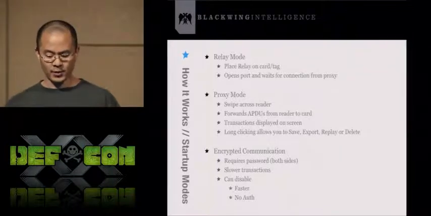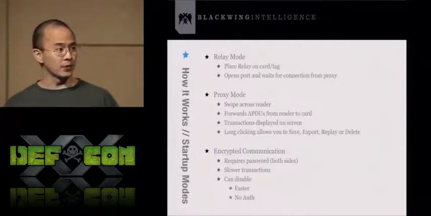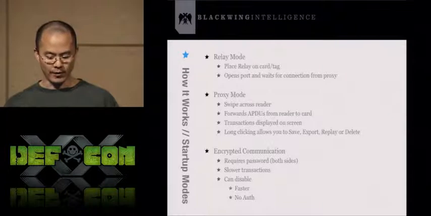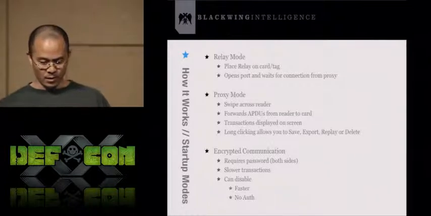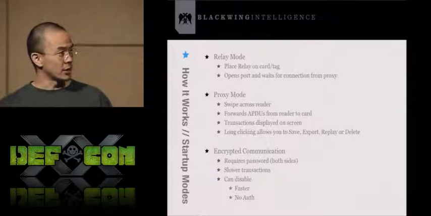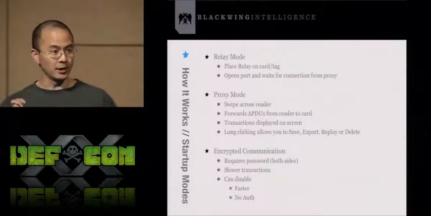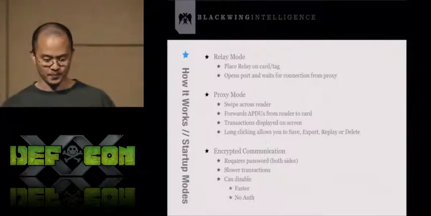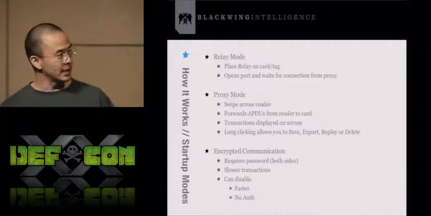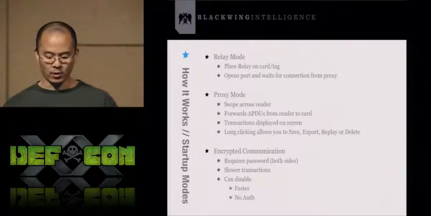So with the proxy phone, you take that and swipe it across a reader. And what that does is it forwards all the APDUs from the reader to the relay phone. All of the transactions, all of those APDUs are displayed on the screen of the proxy mode phone. If you long click on those transactions, you can actually export, save, replay, and delete those transactions.